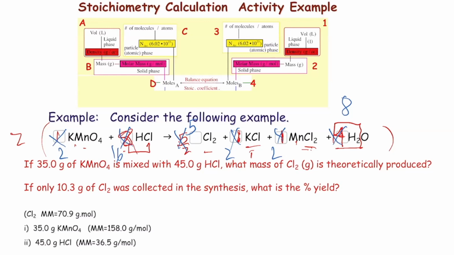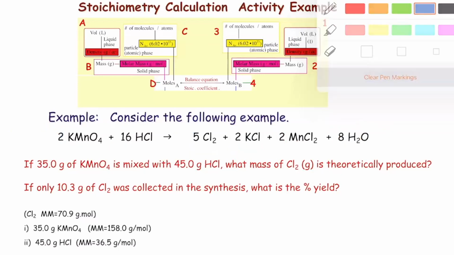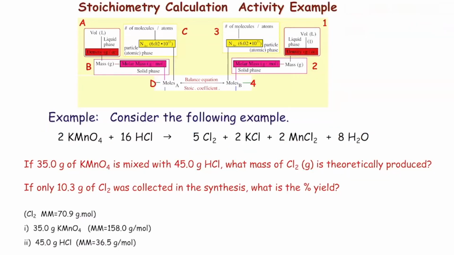So that's basically what we have right there. That's the balanced equation. Let me clear this. 2, 16, 5, 2, 2, 8. That's the balanced equation. So the problem here is to start with 35 grams of that. We're at B, and we want to know chlorine. So B to D, D to 4, 4 to 2. Just like the previous problem.